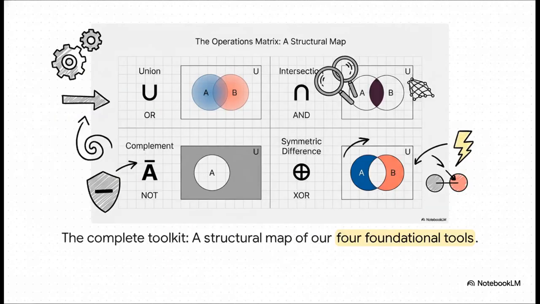So here they are, our 4 foundational tools all on one map. We've got union for OR, intersection for AND, complement for NOT, and symmetric difference for XOR. These are the fundamental verbs we're going to use to build all of our logical statements.